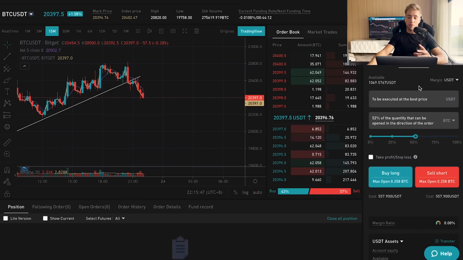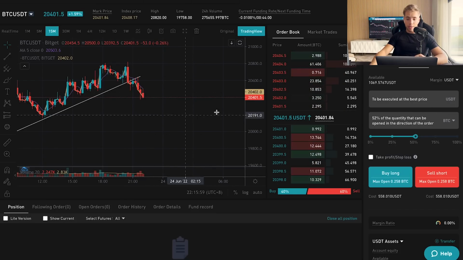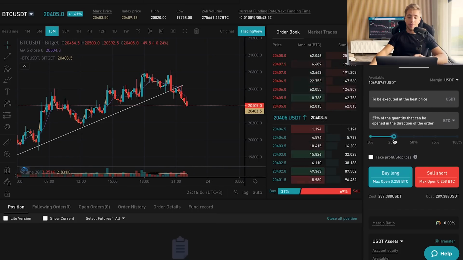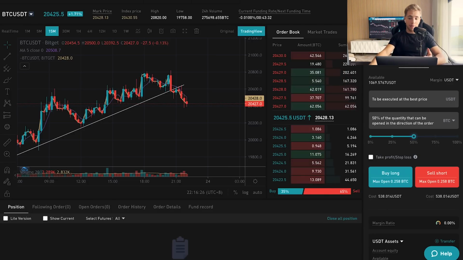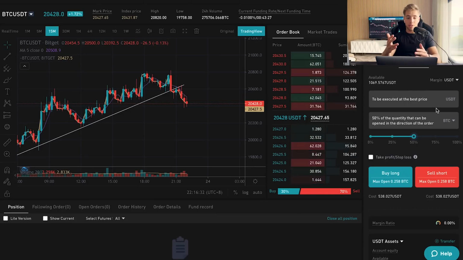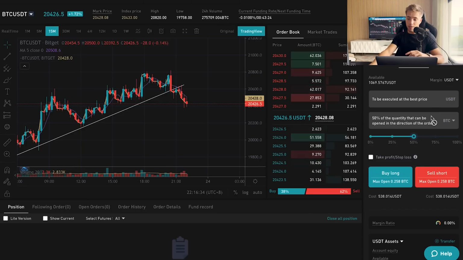If you want to open the position right now, you need to click market price open, and this will be executed at the best possible price right now, right? Here you can switch on the quantity that can be opened in the direction of the order. So let's say you have 1000 USDT. If you put 50% in here, then you will open a position. Then it is an isolated position, so you will put around 500 USDT, and then if it's 5x leverage, then this 500 is multiplied by 5. So there's going to be 2.5 thousand USDT in the position, right?